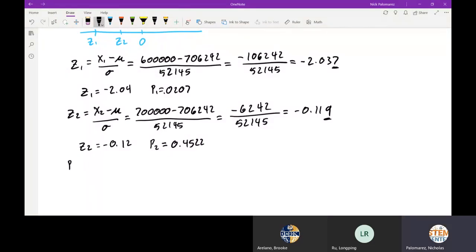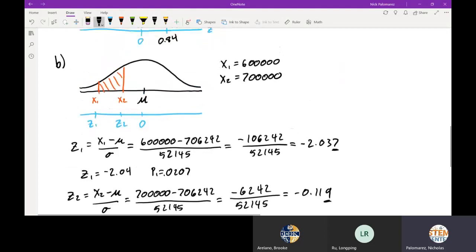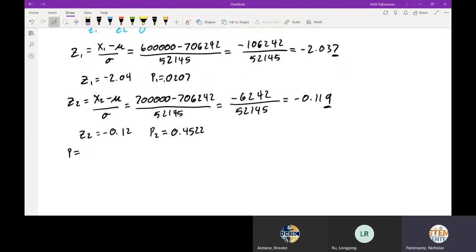Now, whenever we're looking for probability between two values, we're always going to just subtract the areas that we got from the two z values, largest minus smallest. In our case, it'll be P2 minus P1, which is the area corresponding to the second z value, 0.4522, minus 0.0207, and that'll give us that the probability is 0.4315. And that's our solution to part B.